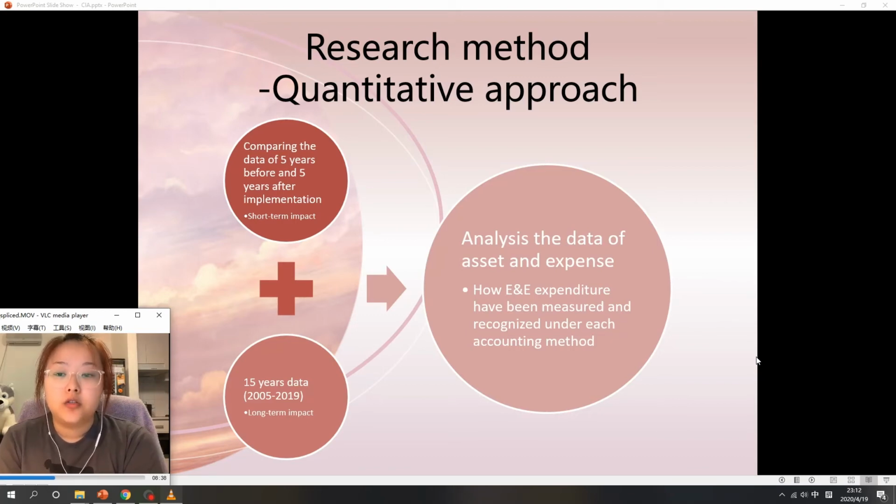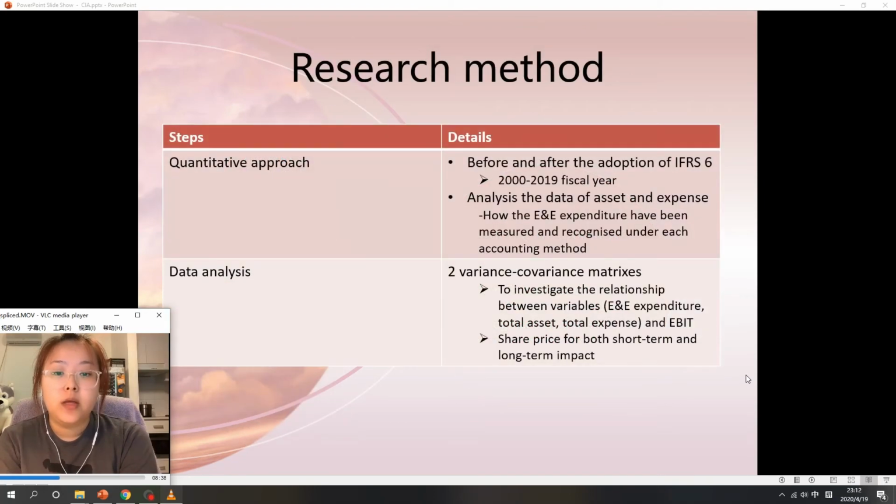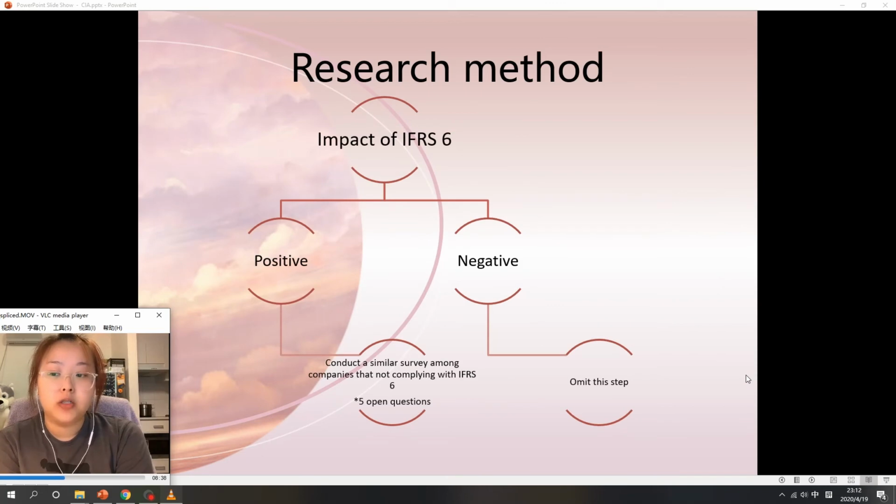Then we can conduct two covariance matrices to investigate the relationship between variables such as E&E expenditures, total assets, total expenses, and EBIT, or the share price, for both the short-term and long-term impact. This will give us an idea whether the implementation of IFRS 6 generates a positive or negative impact. If the impact of IFRS 6 tests positive, then we will conduct a similar survey among the companies that are not complying with IFRS 6, with 5 open questions. And if the impact of IFRS 6 tests negative, this step will be omitted.